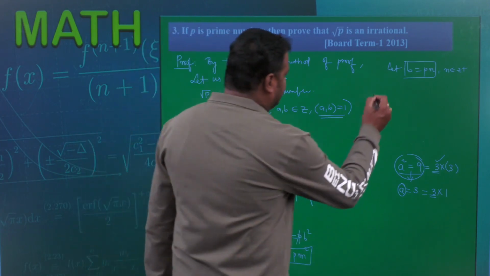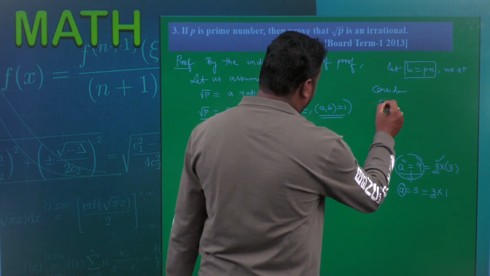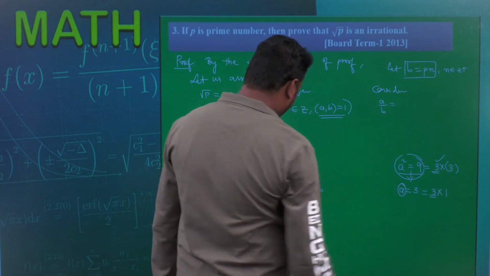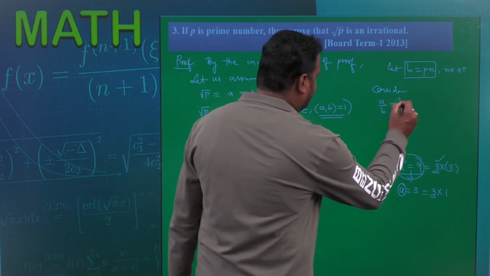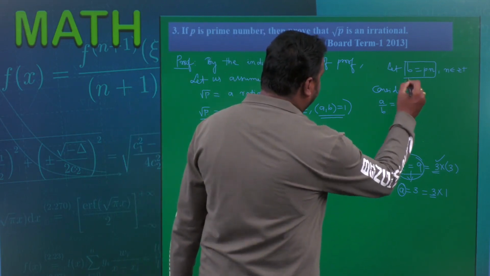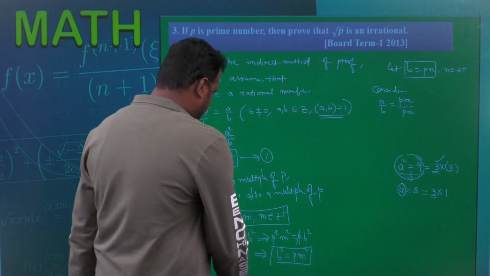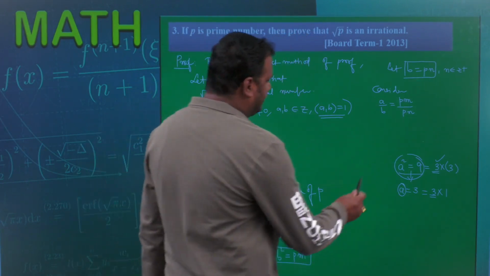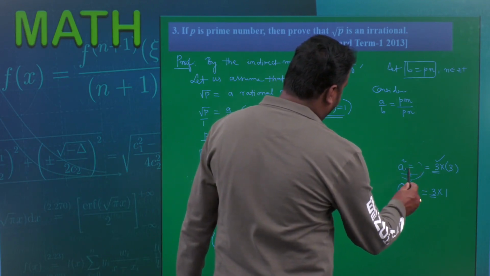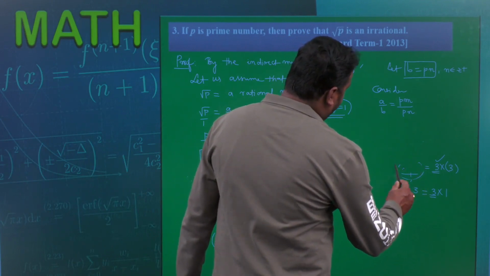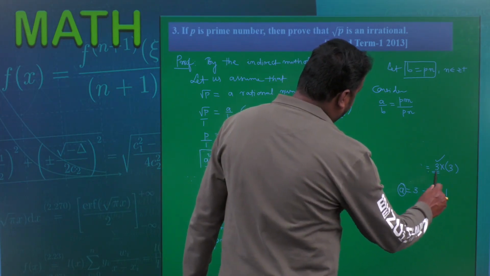What am I going to consider now? Consider the value of a by b, where a is equal to pm divided by b is equal to pn. So pm by pn. Now observe that pm by pn. Can we cancel p and p there? Yes, of course we can cancel to get its simplest form.